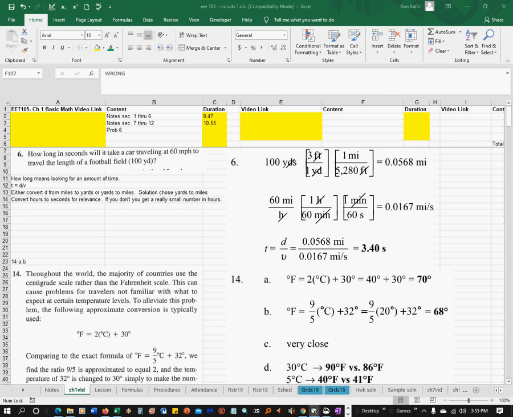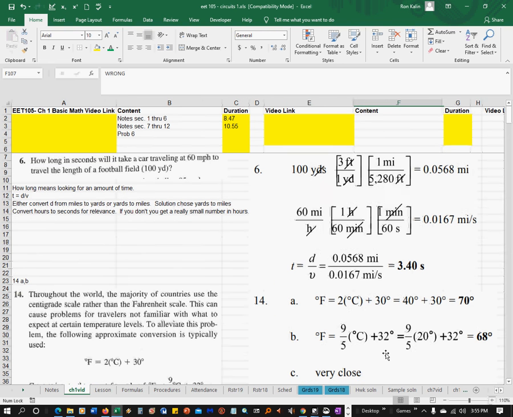AET 105, Chapter 1, Problem 6. This is an example of a unit conversion. How long in seconds will it take a car traveling at 60 miles per hour to travel the length of a football field, 100 yards?